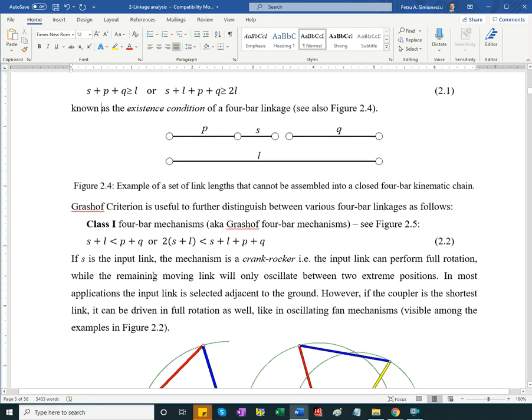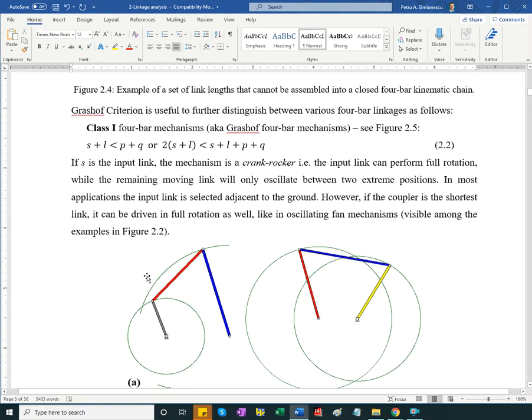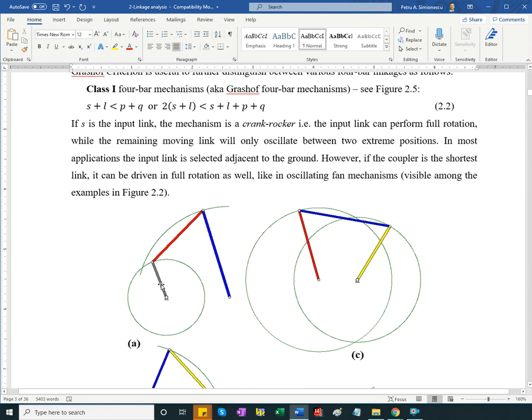If this or this other one, which is equivalent, holds, then the mechanism is class 1, and depending on which link is the ground link, we can have a situation where if the shortest link is pinned to the ground, it can be turned full turn. That is, this is a crank rocker mechanism, so I can turn the shortest link full turn. The other link adjacent to the ground oscillates between limits. You see here the locus of this point.